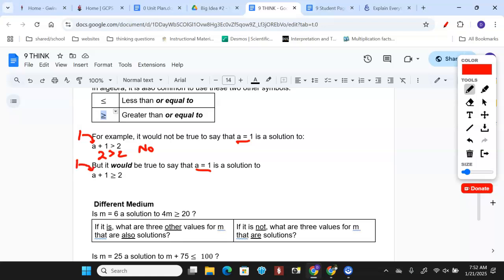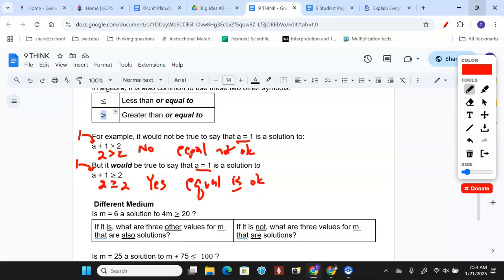If I substitute 1, I get 2 on this side. Is it greater than or equal to 2? Yes, it is. So up here, we're saying equal is not okay. But sometimes we want to make it where equal is okay. And if we do, we want to use that little symbol too.